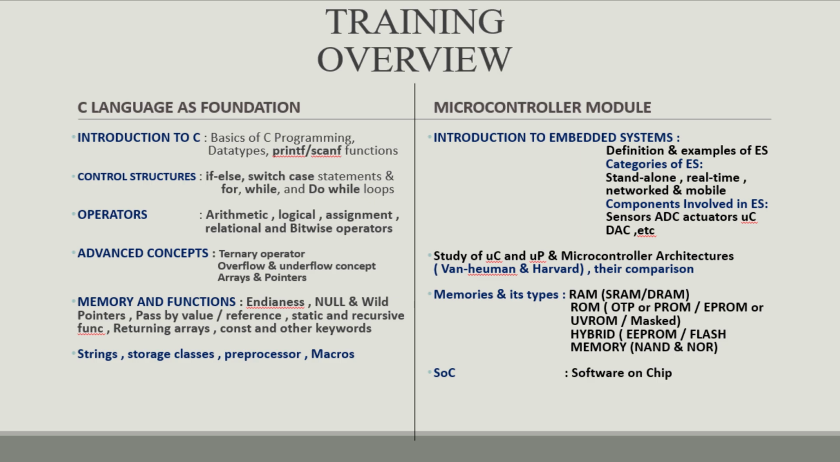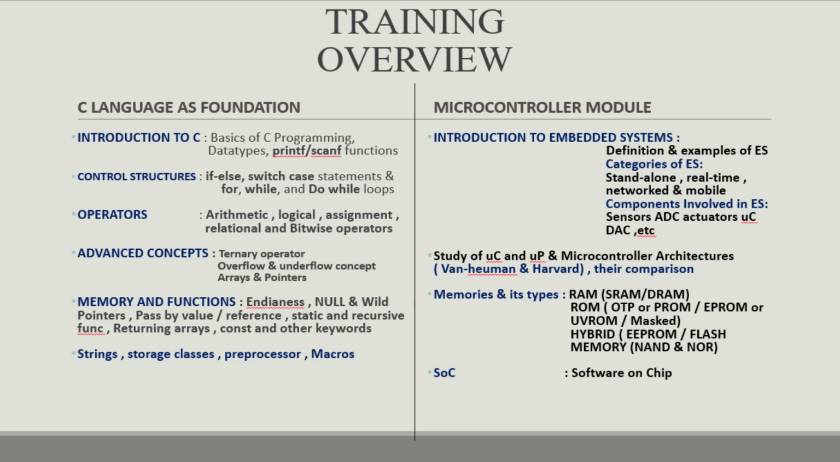In the week 2 training, the microcontroller module was involved, in which the introduction to embedded systems was done. What exactly is an embedded system? What is its definition? And examples of embedded systems in our daily life were discussed. The different categories of embedded systems discussed were the standalone embedded system, real-time embedded system, networked and mobile embedded systems. The different components that are integrated seamlessly to form a complete embedded system were studied: sensors, ADCs, actuators, microcontrollers, and digital to analog converters. Their roles and functions in an embedded system were discussed in detail.